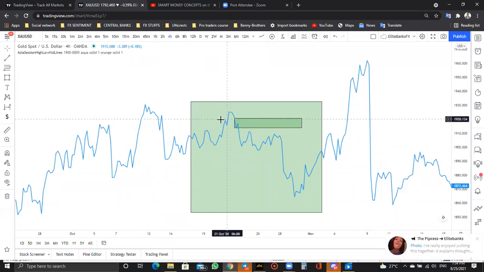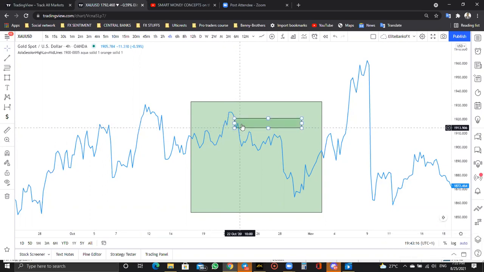Are you seeing the difference? Causes manipulation, break structure, induce liquidity, and price went into it. Line chart is strictly for structure, just strictly for structure. No more, nothing more, strictly for structure.